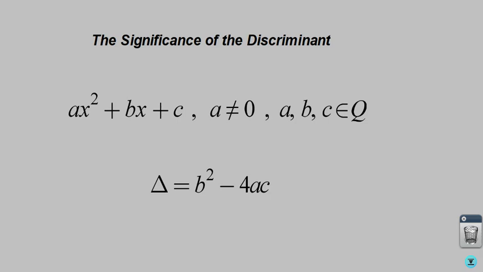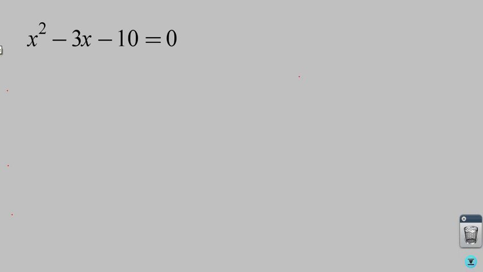The aim of this video is to understand the significance of the discriminant. And you know that the discriminant is the expression that is equal to b squared minus 4ac, and that is related to a quadratic of the form ax squared plus bx plus c, where a is not 0. We will be considering the case where the coefficients a, b, and c belong to the set of rational numbers. Let's consider the quadratic equation x squared minus 3x minus 10 equals 0.